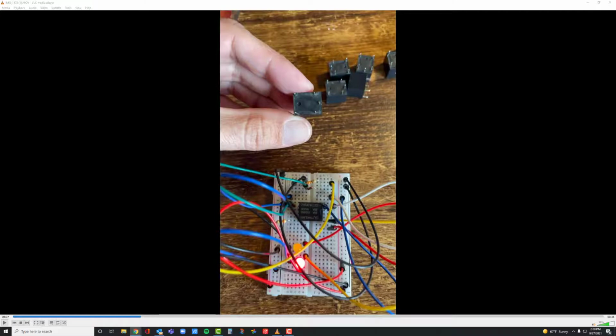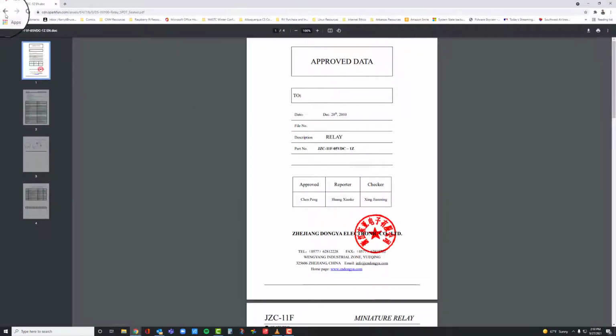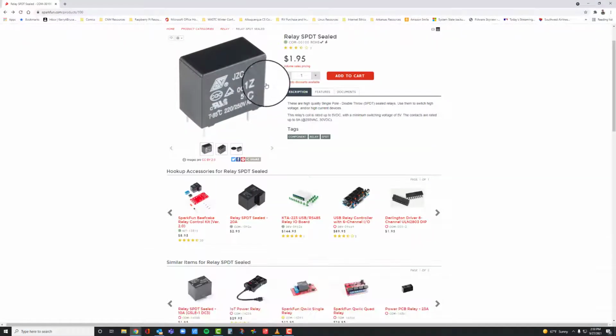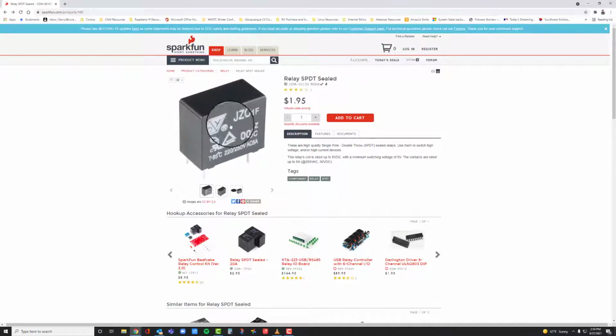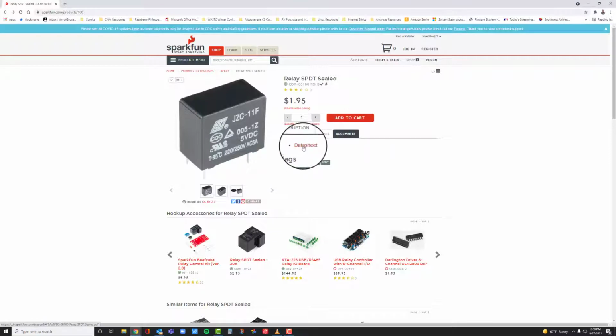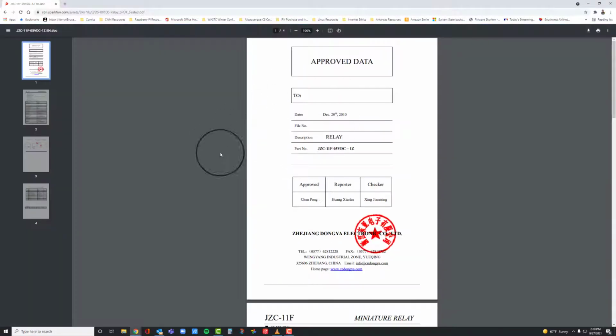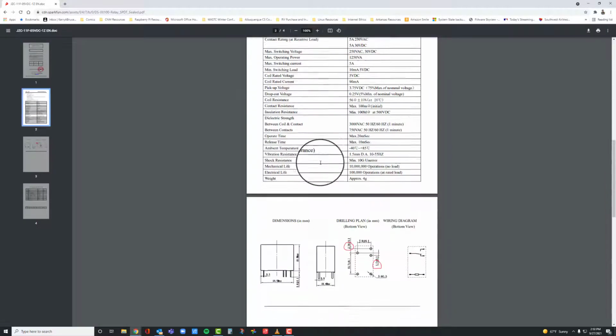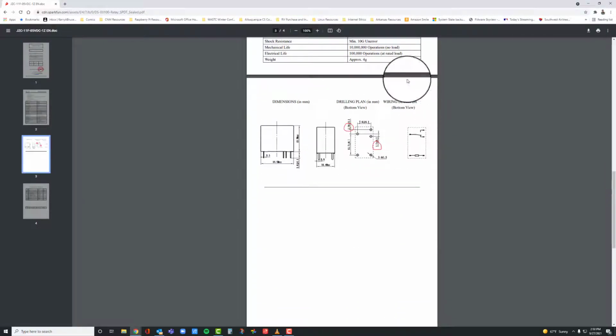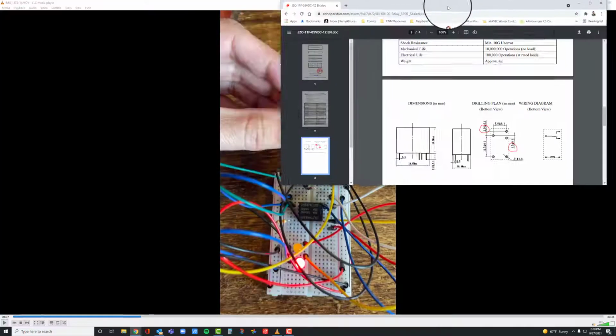I went out to SparkFun. I'm going to back out of this one spot. So I went to SparkFun and I found the relay. This is the relay that's in the kit that we're supposed to be purchasing. I went to Documents and I went to the data sheet. Okay, so that's going to give me the data sheet for this. And what I'm looking for is this little diagram right over here.